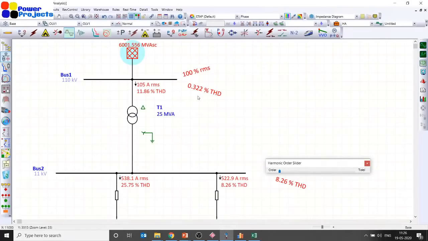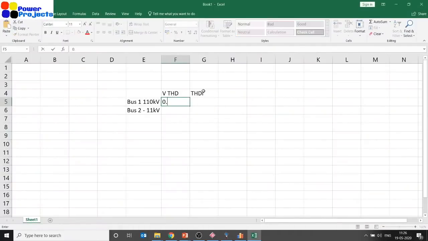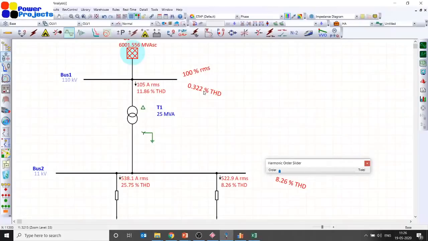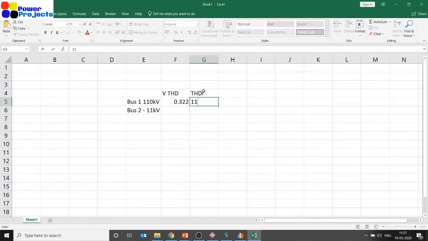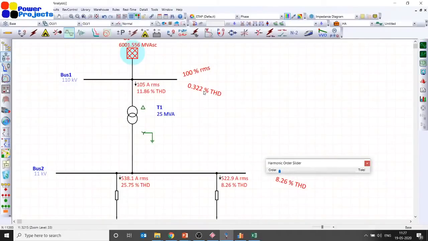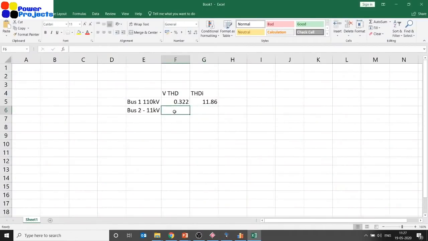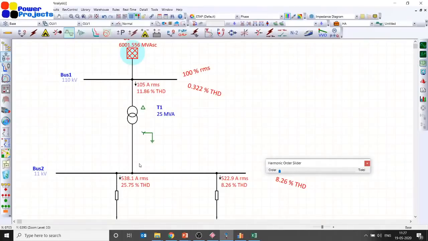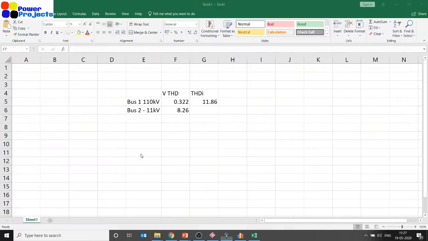For bus 1, the voltage THD is 0.322, and the total current harmonic distortion, which you can take at the incomer, is 11.86, all in percentage. If you look at bus 2, the voltage THD is 8.26, that's quite high. And if you want to measure the current harmonic distortion, you have to put a cable here and measure, or the transformer either displays it on the high voltage side or low voltage side. Anyway, we are not much interested in that. But this is with a grid short circuit level of 31.5 kiloamps.